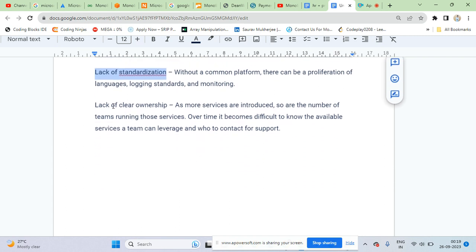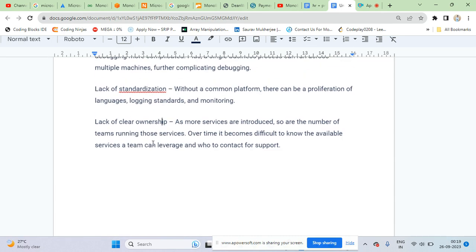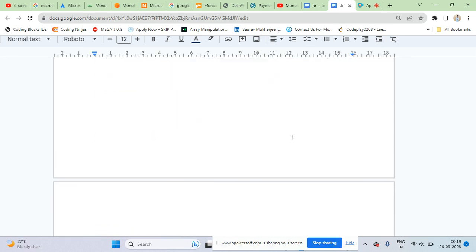Everyone is working on a different thing. Different services require different things. There's no standardization. Lack of clear ownership, given the number of services that you can have.